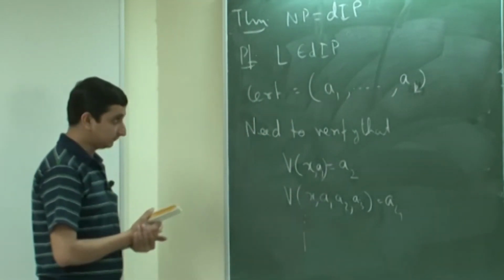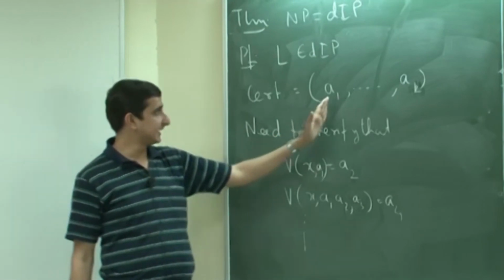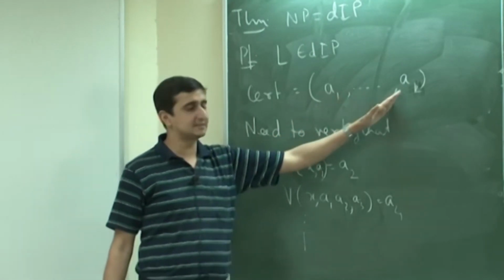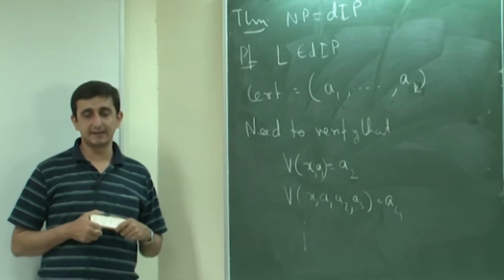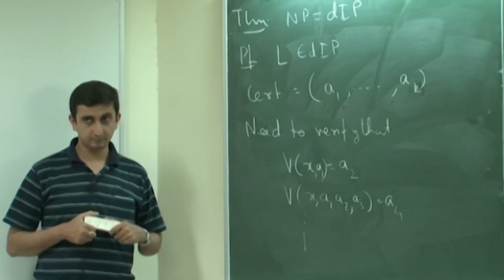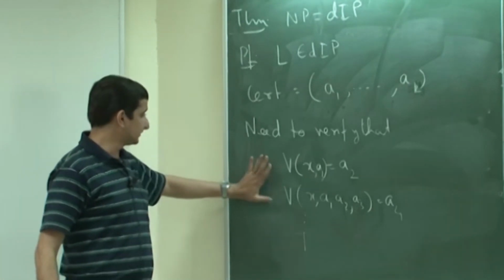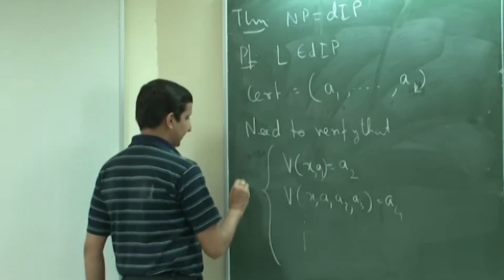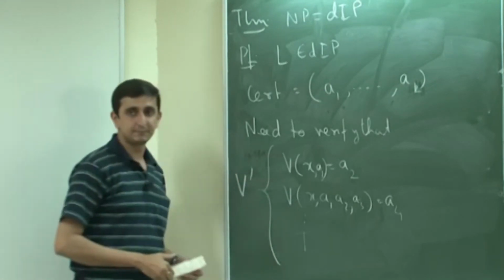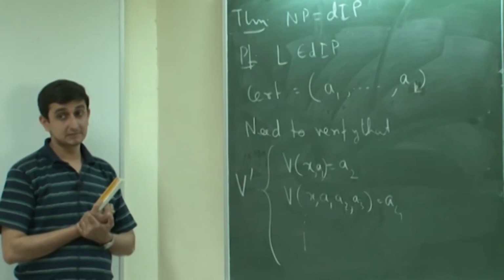And so on. Given a certificate, the verifier basically checks whether all the answers are the correct answers, depending on the questions that he had asked. This is not exactly the same verifier. What we are constructing is a polynomial time machine, let us call it V prime, which does all these checks.